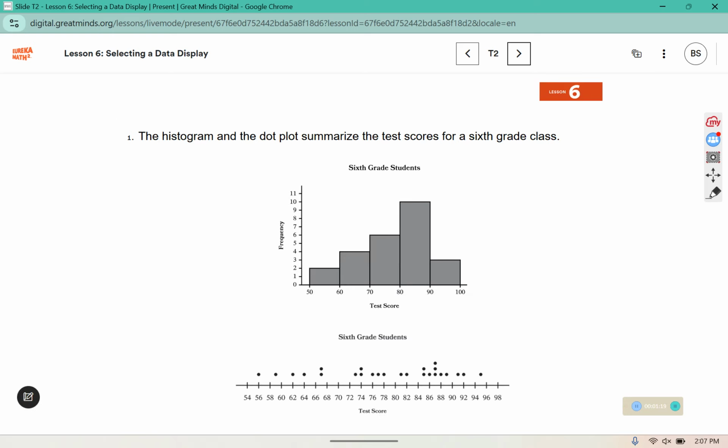The histogram and the dot plot summarize the test scores for a 6th grade class. A says, what information can you easily see in both the histogram and the dot plot? We can see that it's spread out from around 50 to 95, or in this one you can see it's spread out to about 100. You can also see that in this one there's a big clump of data between 80 and 90, and you can see that there's a lot of dots in that range as well.